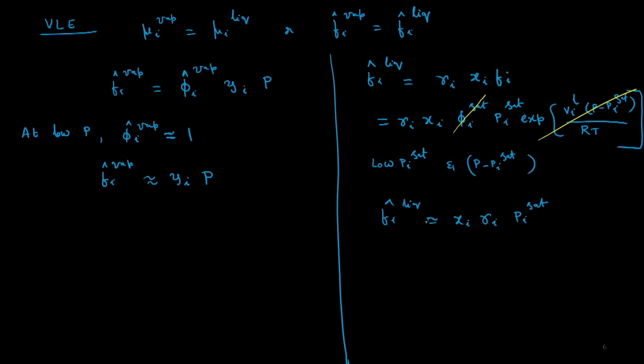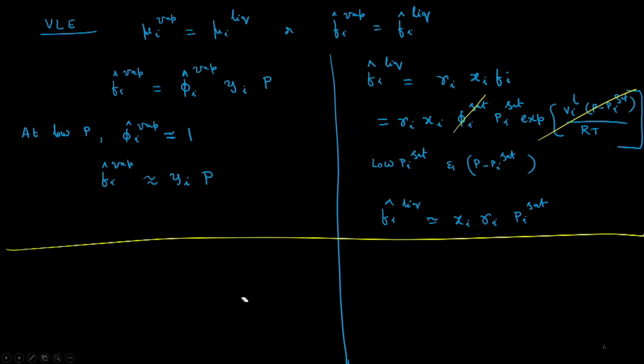Now remember, for this to happen, the vapor phase at the saturation condition needs to behave as an ideal gas, and the Poynting correction factor should be small enough that we can ignore it. And when that happens, Fi hat liquid will be this. So once we have this, we can equate the vapor and liquid phase fugacities with the approximations we have made. That equation becomes xi gamma i pi sat will be equal to yi times P.